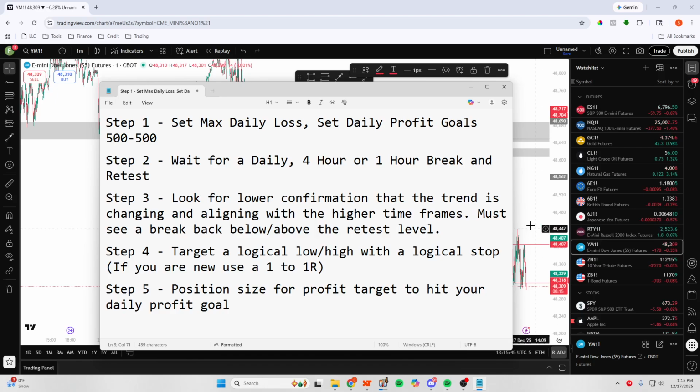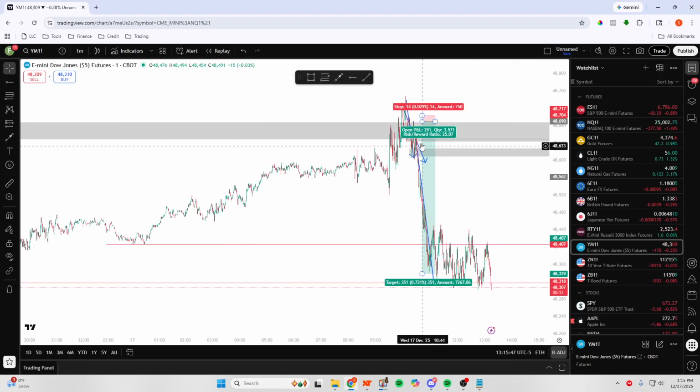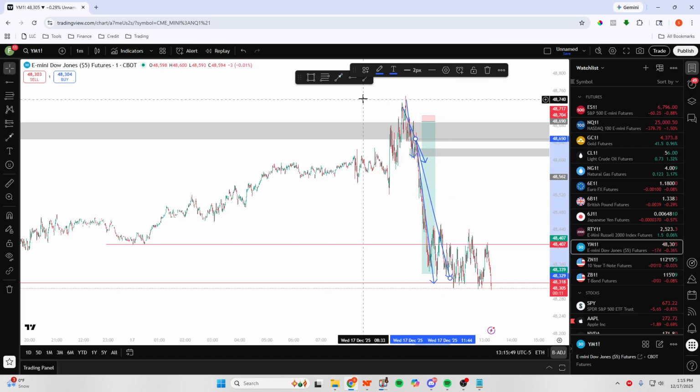Okay, because now that we have this range here and we know that price is likely to take out this level here, all we're just doing now is using this range here to hit our daily profit goal, make as much money as we can, and then get the hell out of the market. Okay, and that's my recommended style for prop firms.